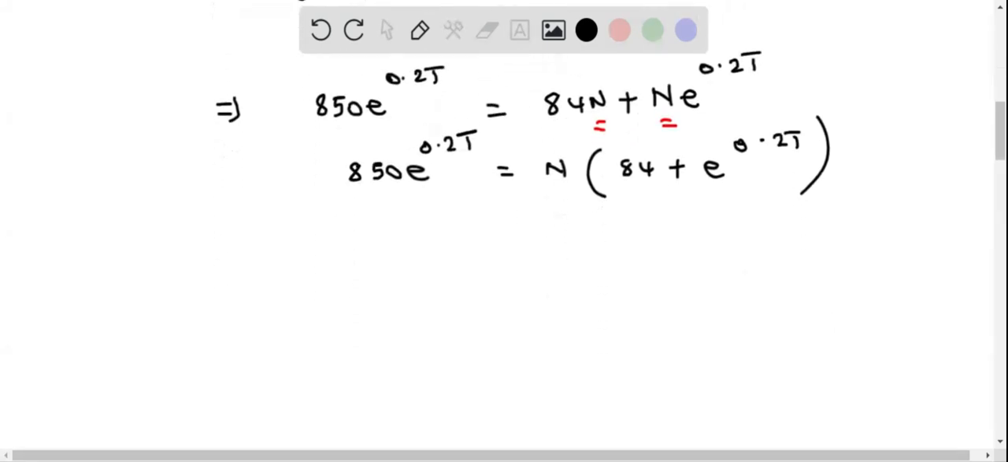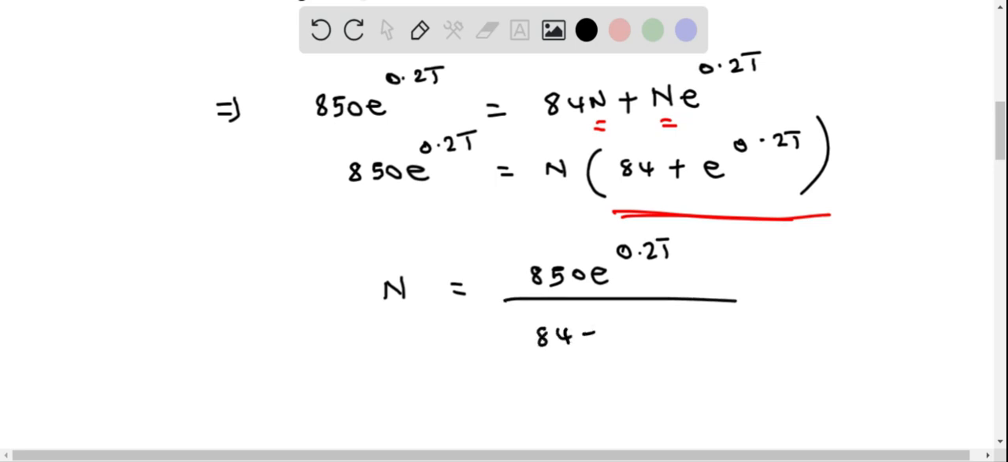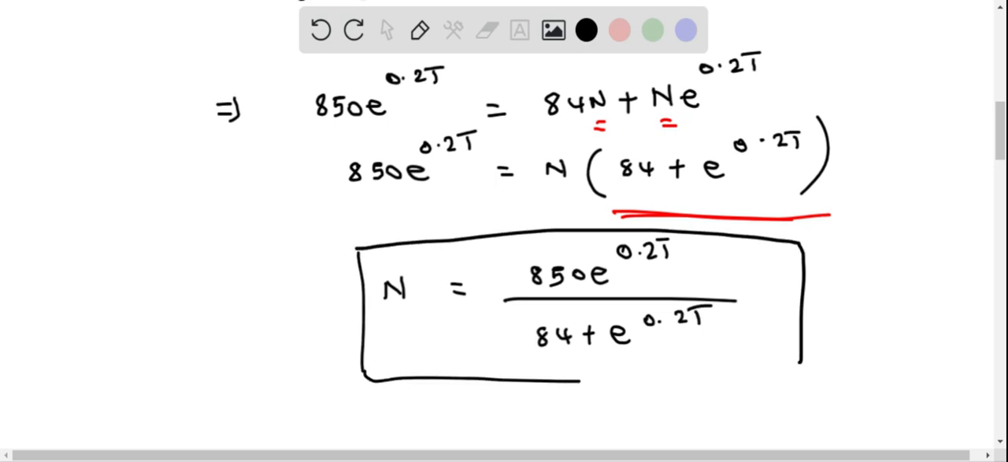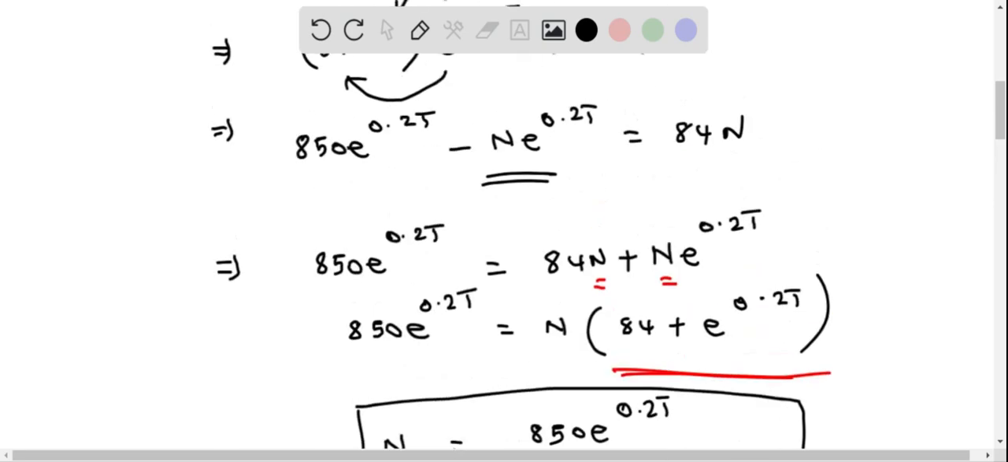Now to solve for n, we just have to divide by this expression so that we can solve for n. So I'm going to do that, and I'm going to rewrite n such that it is on the left side. So n equals 850 e^(0.2t) over 84 plus e^(0.2t). So this is the final expression for n. That is, from the given expression for t, we have converted that into an expression for n.